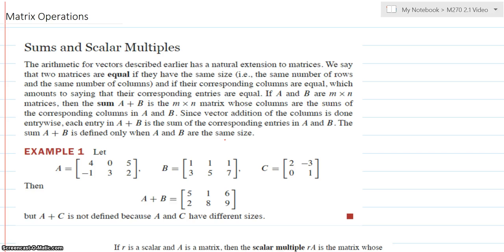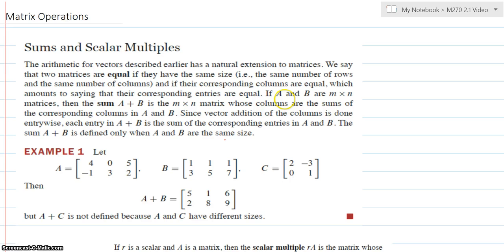In this section, starting in this chapter, we are going to now start talking about adding, multiplying, subtracting two matrices. Therefore, they want to talk about when two matrices are equal. And they say that two matrices are equal if they have the same size and if their corresponding columns are equal, vectors, which amounts to saying that their corresponding entries are equal.